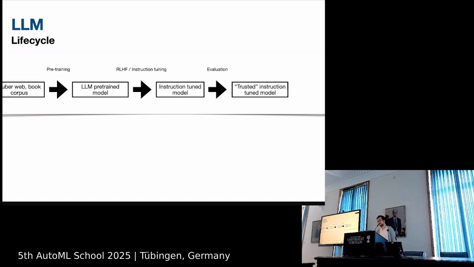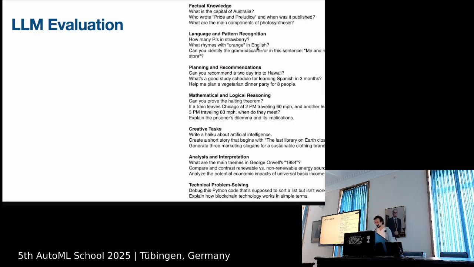So, you want to choose between Gemini and Claude, and you get a trusted instruction-tuned model, or a model that you think is better. And then at the end, you put the model somewhere and you do inference. What we are going to focus on most is just one of the stages of the life cycle.